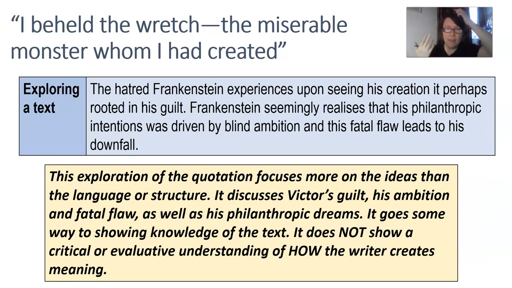Frankenstein seemingly realizes that his philanthropic intentions was driven by blind ambition, and this fatal flaw leads to his own downfall. So it discusses Victor's guilt, his ambition, his fatal flaw, his philanthropic dreams. It shows quite a lot of knowledge about the text, but it does not show any critical or evaluative understanding of how the writer has created that meaning. This discussion could be about any section of the text.